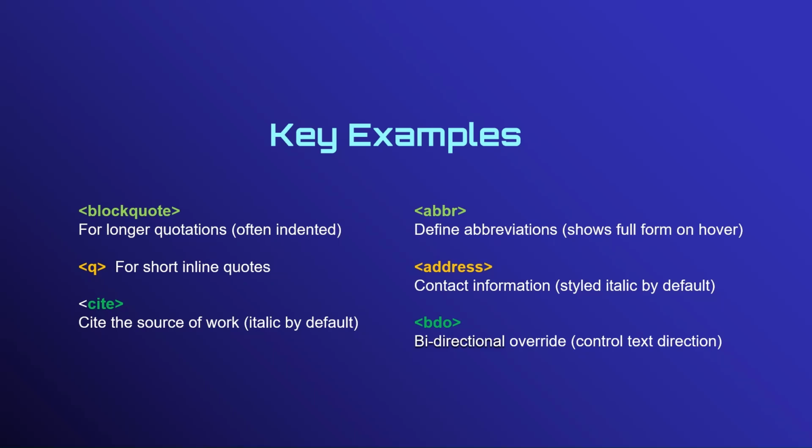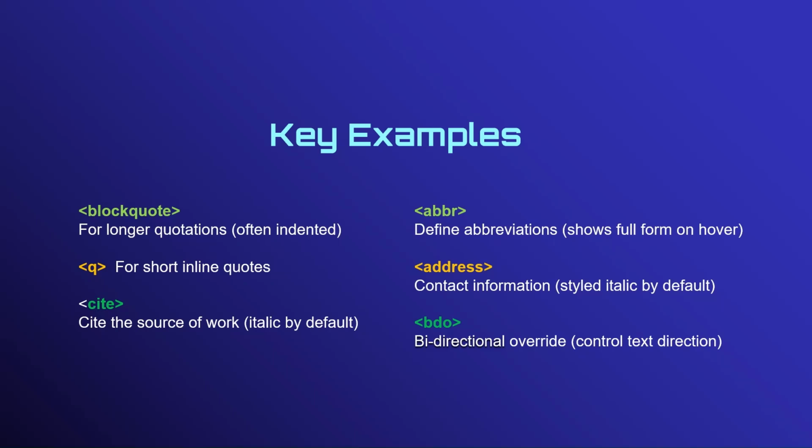We also have the abbreviation tag, which we use to define abbreviations and show the full form on mouse over on that particular abbreviation. For instance, if we use WHO, which stands for World Health Organization, instead of having World Health Organization on our web page, we simply have WHO, but on mouse over on WHO, we are able to see the full meaning of WHO.